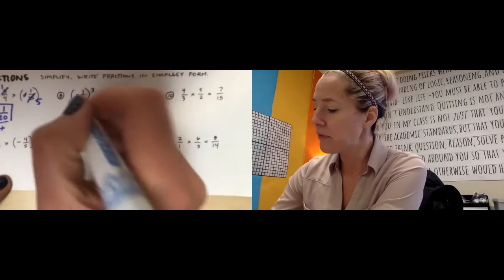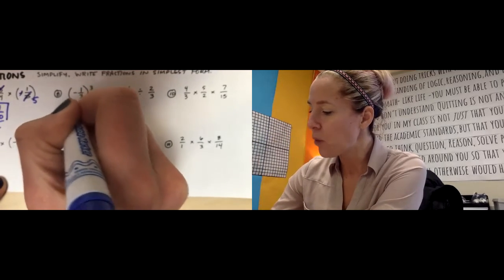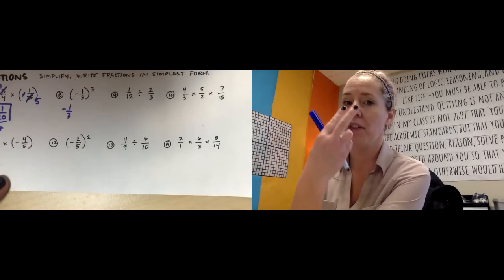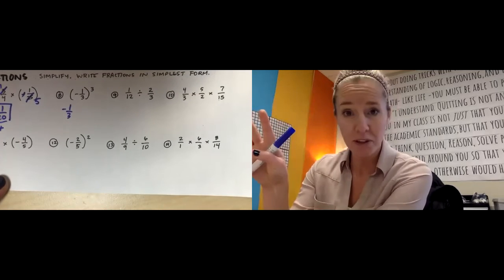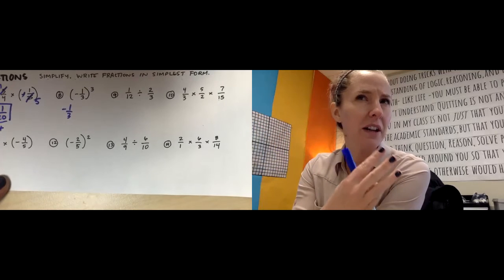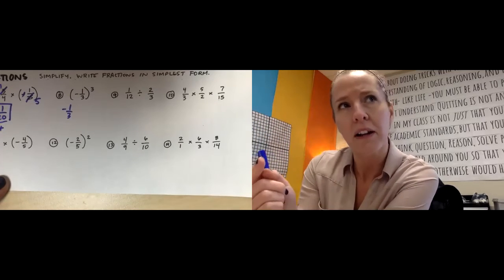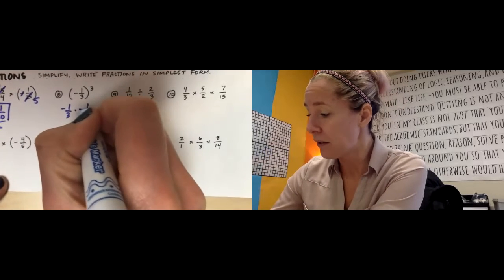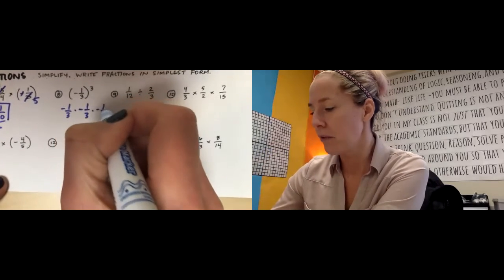This next one's a little bit different. Don't be thrown off by it. It's negative 1/3 to the third power, which means we multiply it by itself 3 times, not times 3. It's different. Think about your age. If you multiply your age by itself 3 times, or if you multiply your age by 3, 2 different answers, right?